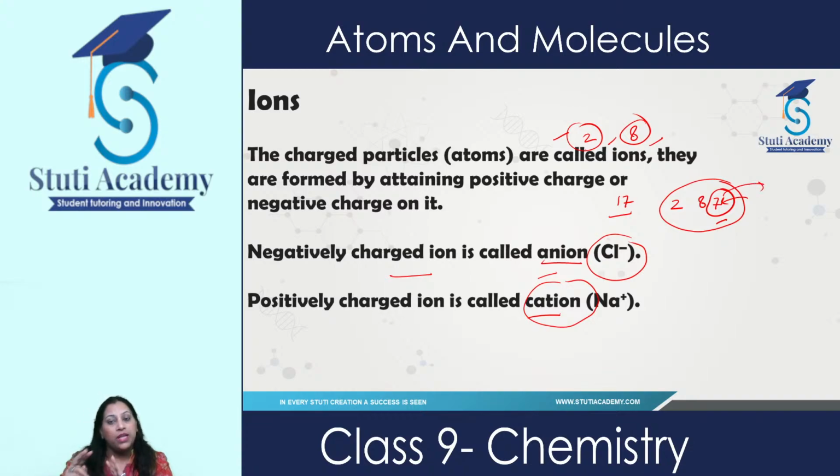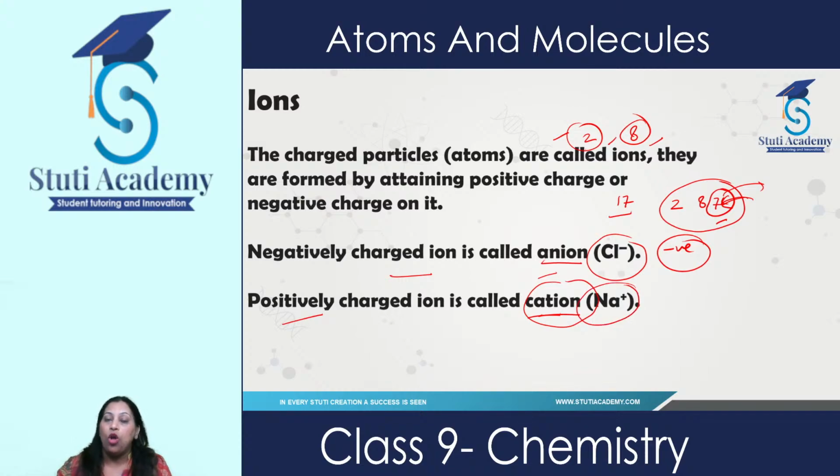Out of these two, which one is easier? Taking 1 electron. So we'll consider this one. If this chlorine takes 1 electron, if an element is gaining an electron, it attains a negative charge. This is how these elements have charges on them. And on the contrary, positively charged ions are known as cations.